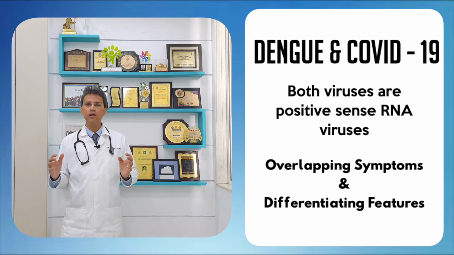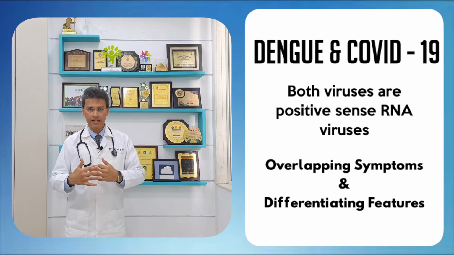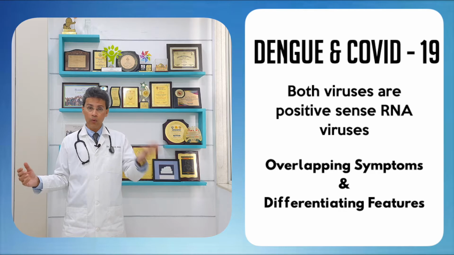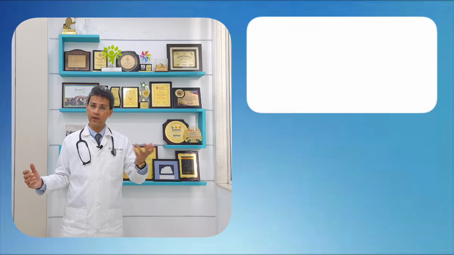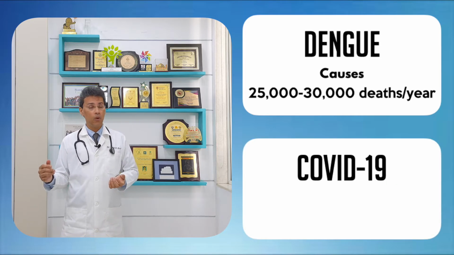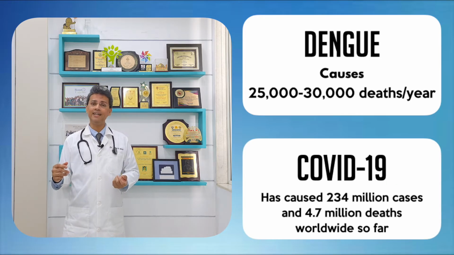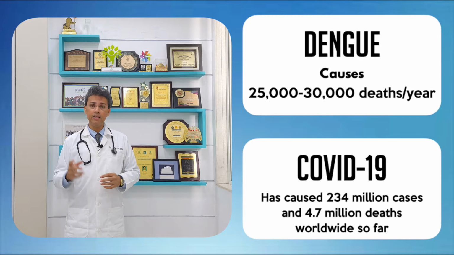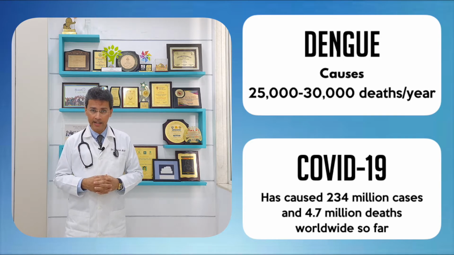Both of these viruses are positive sense RNA viruses, and there are some very specific features which make them seem like they would overlap in terms of the infection presentation, but they are still very different infections and viruses. We know that dengue causes about 25 to 30,000 deaths around the world every year. However, we also know that COVID-19 has taken about 4.7 million lives since the pandemic began in January of 2020.